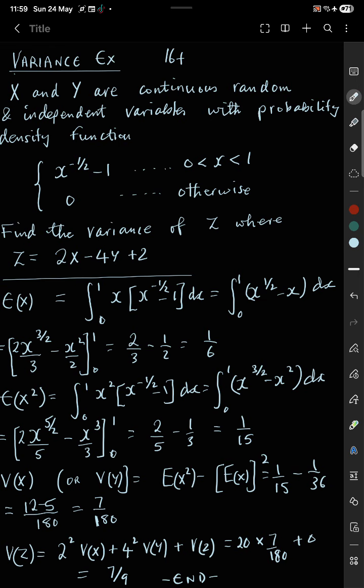And then finally, the variance of z will be 2 squared times the variance of x plus 4 squared times the variance of y plus the variance of 2, which is 20 times 7 over 180 plus 0, which is 7 over 9. And that does us.